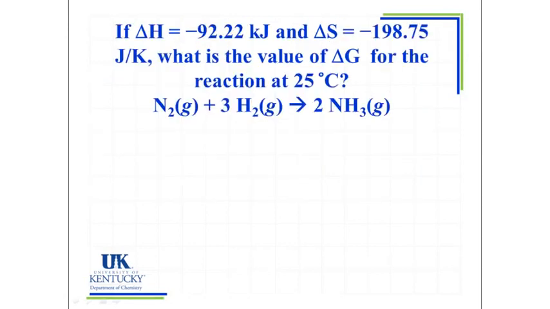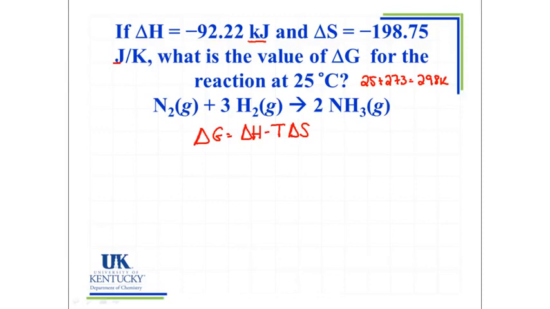Now let's look at an example where we actually find the value of delta G. We know that delta G equals delta H minus T delta S. I know that my temperature has to be in units of Kelvin. It's given in Celsius, so I'm going to say 25 plus 273 equals 298 Kelvin. And then I'm going to notice that my enthalpy value is in units of kilojoules and my entropy value is in terms of joules. So I need to make sure I put those in the same units.